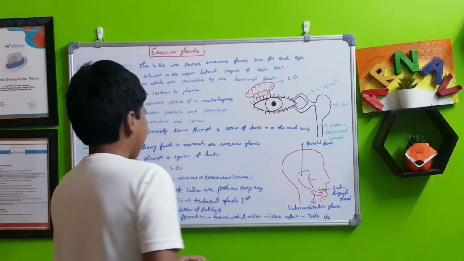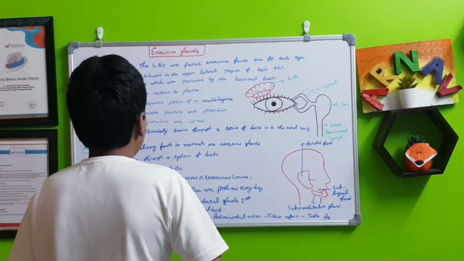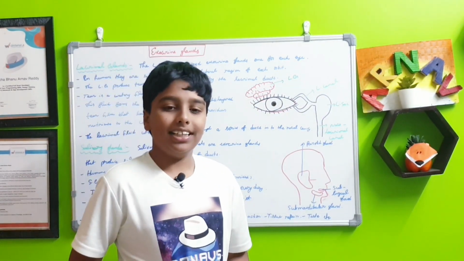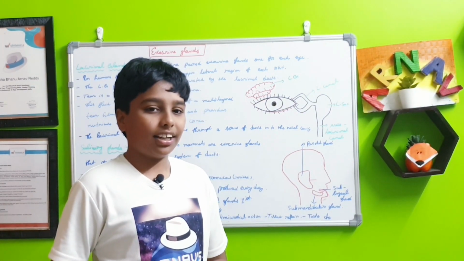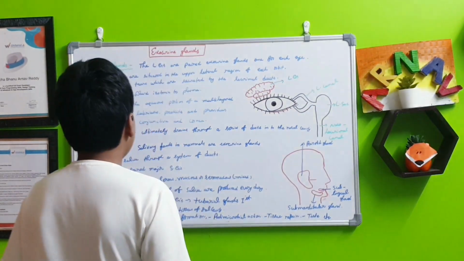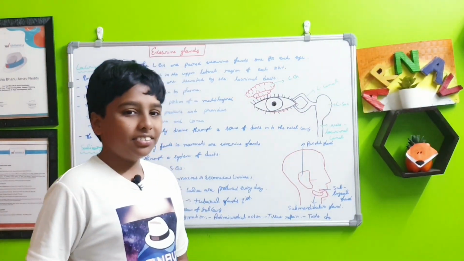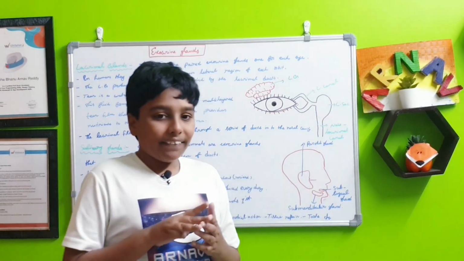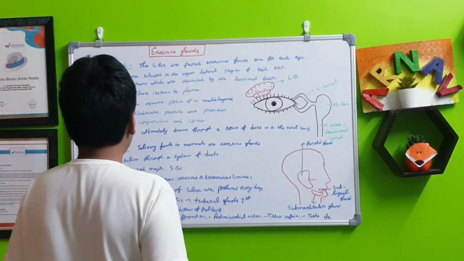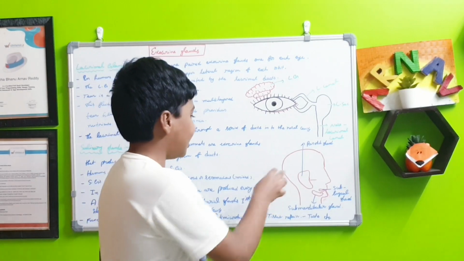Next are the salivary glands, the glands which produce saliva. Salivary glands in mammals are exocrine glands, not endocrine. They produce saliva through a system of many ducts. There are three main glands of the salivary glands, and there are also hundreds of smaller glands. These glands come in pairs.